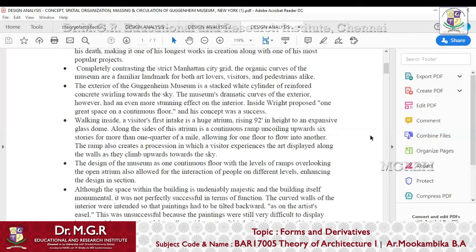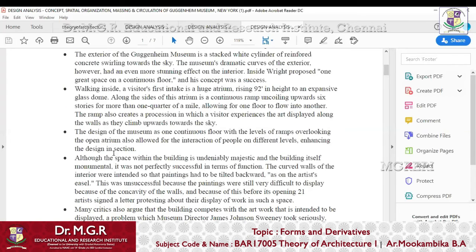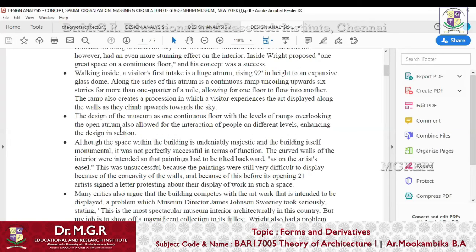The ramp also creates a progression in which a visitor experiences the art display. The best form of flow is a circular pattern, and the continuous ramp flowing to all 6 floors gives us seamless vertical circulation connecting all the floors. The design of the museum as one continuous flow, with levels of ramps overlooking the open atrium, also allowed for the interaction of people on different levels. Generally, you have these kinds of ramps in theaters.